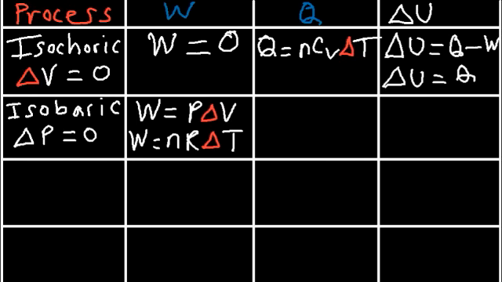Now, what about Q for an isobaric process? What equation will be useful to us? So, like the equation above, Q is going to be equal to N C delta T. But instead of CV, it's going to be CP because we're dealing with constant pressure. CP is the molar heat capacity of a gas measured at constant pressure, and then times the change in temperature.